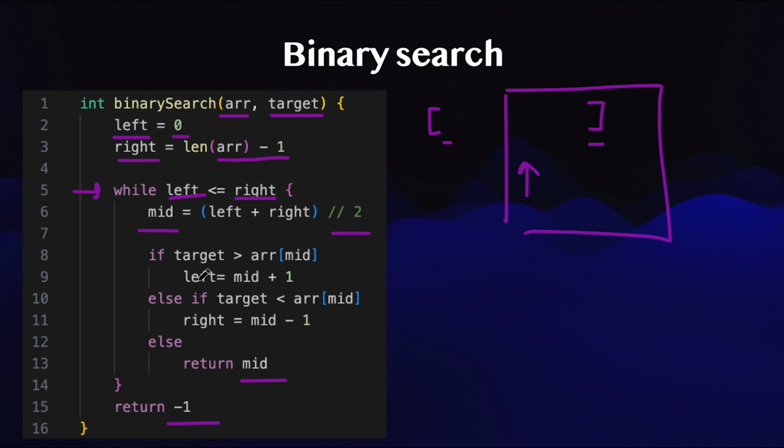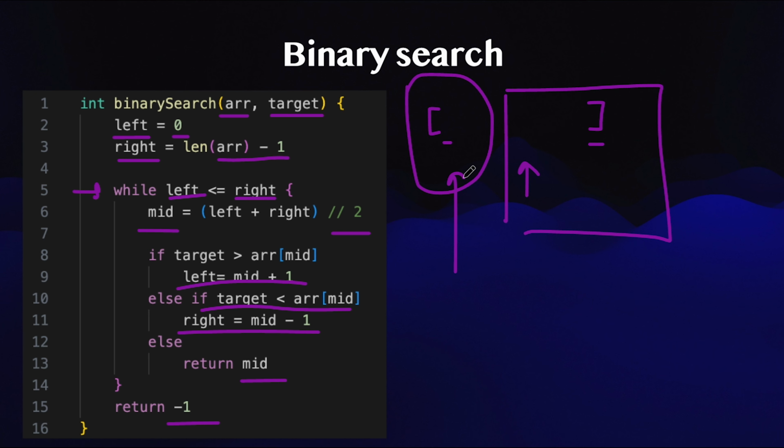So we update the left boundary to the index right after the midpoint, so mid + 1. And if the target value is less than the value at the midpoint index, the target value should be located in the left half of the search range, and we'll update the right boundary to the index right before the midpoint, mid - 1. And it narrows down the search range to the left half of the array.